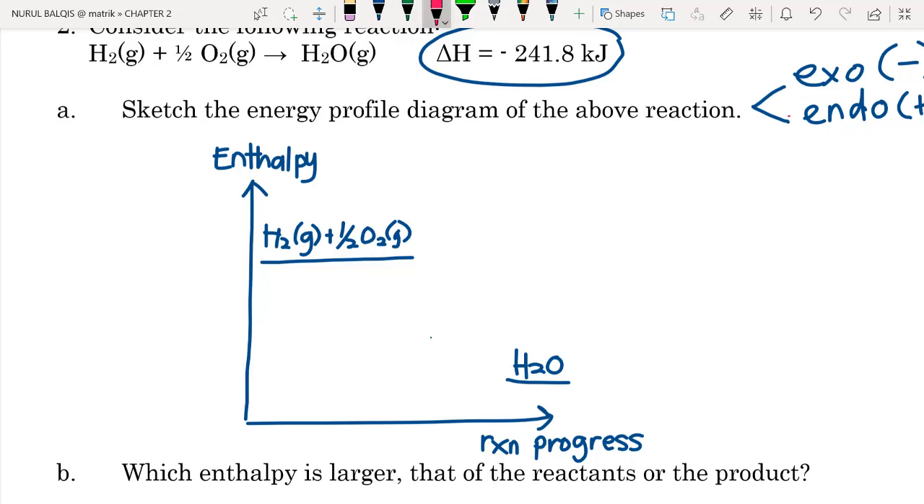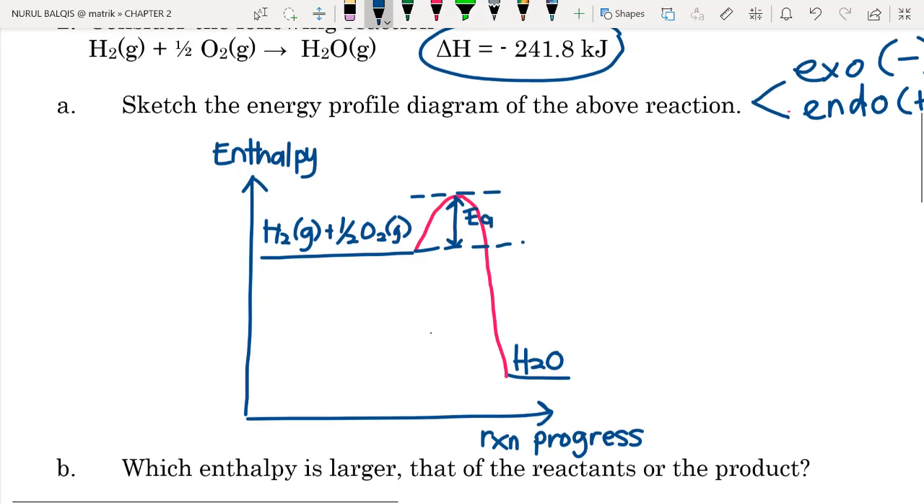Then we're going to have our minimum energy required for a reaction to occur. And then we have to label them. So we know that from reactants to the transition state, we're going to have activation energy. So we need to label it as EA.